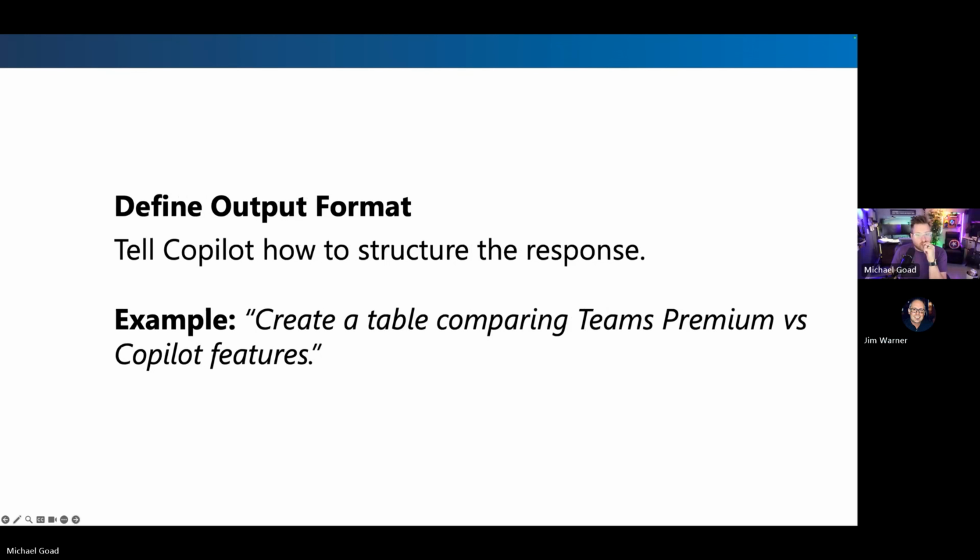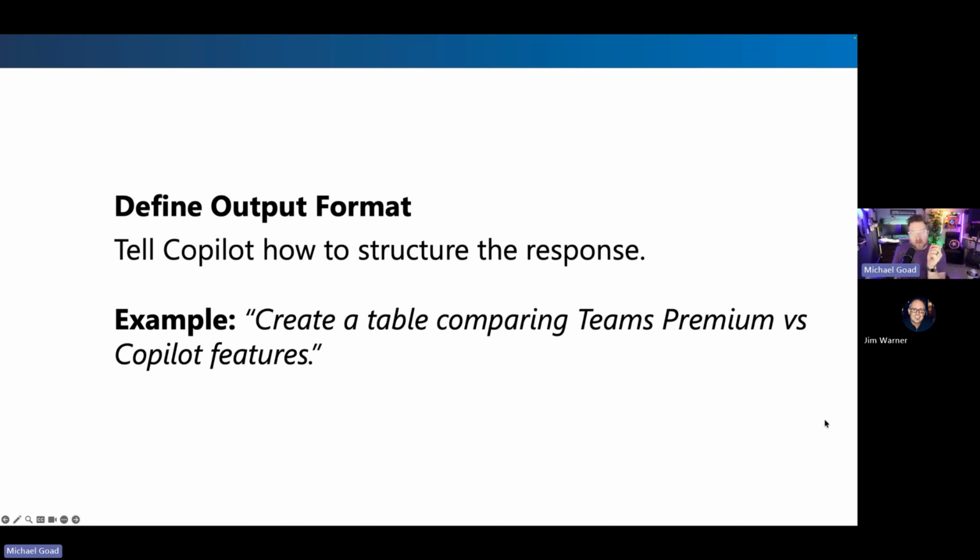Next, defining the output format. Tell Copilot how you want the answer. Should it be a bulleted list, a table, a summary, or a draft email? Defining the format saves time and revisions.